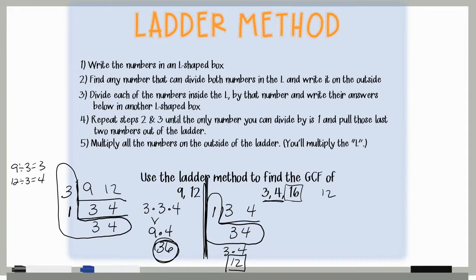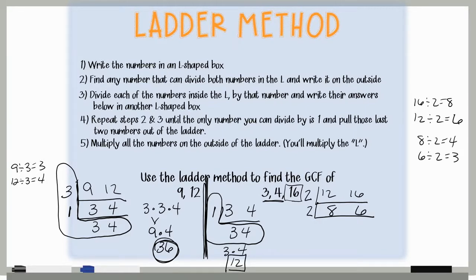So I have 12 and 16. Both of these are divisible by 2. So I know that 16 divided by 2 is 8. 12 divided by 2 is 6. So I get 8 and 6. Again, both of these are divisible by 2. 8 divided by 2 is 4. 6 divided by 2 is 3. So I get 4 and 3.